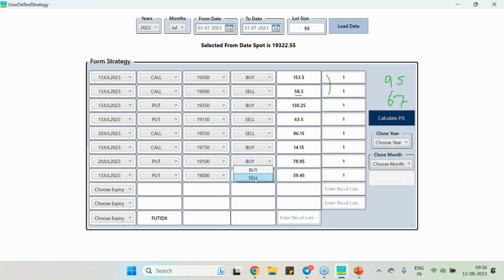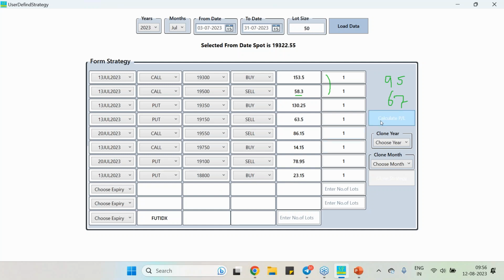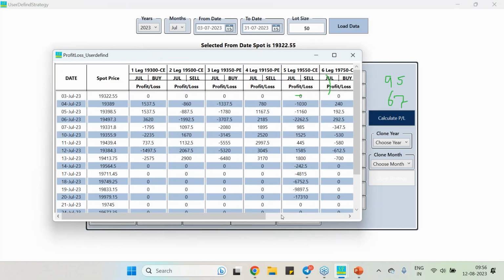This is buy, this is sell. 19,000 is coming too high, so 40 rupees we are getting, or 30 rupees. I can go for 18,900 or 18,800 also, nothing wrong, because here I want my credit to be there. Credit is more important for me, because if I give more debit then my problems will start, because I cannot make money.